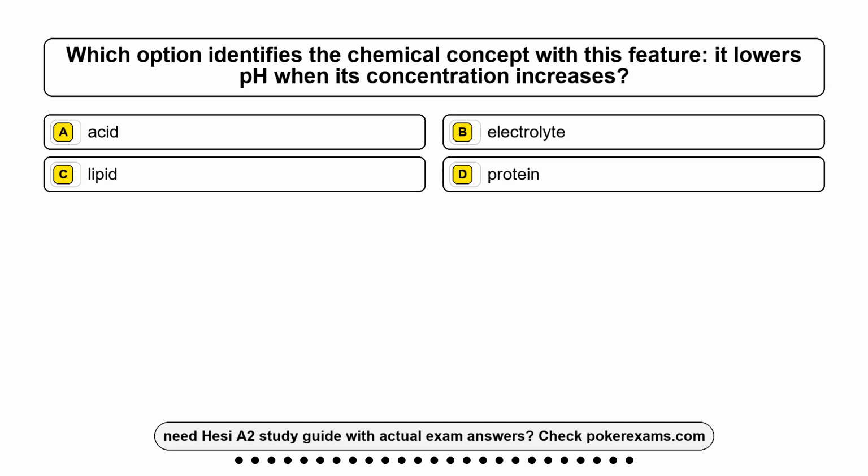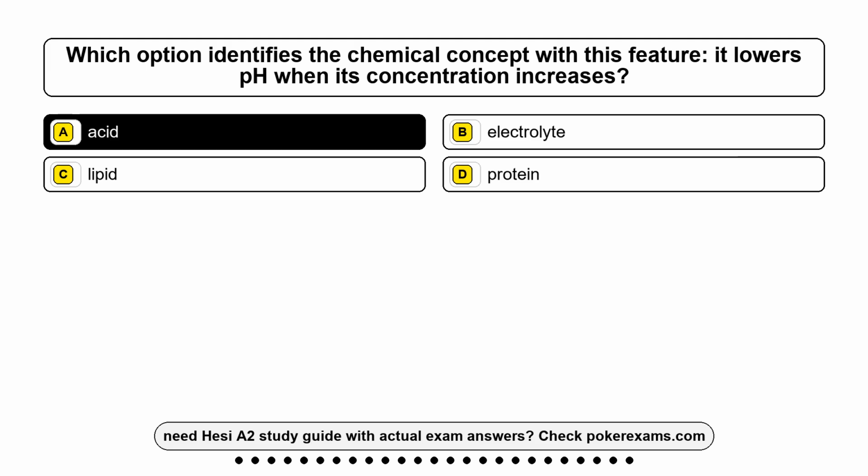Question 4. Which option identifies the chemical concept with this feature: it lowers pH when its concentration increases? Option A, acid. Option B, electrolyte. Option C, lipid. Option D, protein. The correct answer is option A, acid.